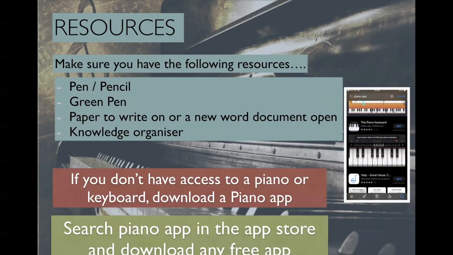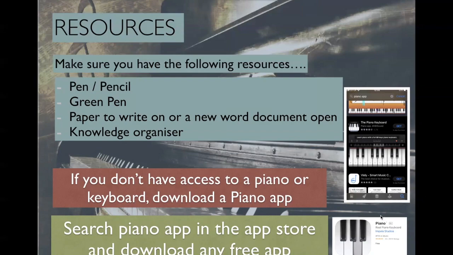It might be different for Androids or iPhones, but if you can download any piano app onto your phone, then you'll be all prepped for this lesson. If you've not got this sorted yet, pause the video and we'll continue.